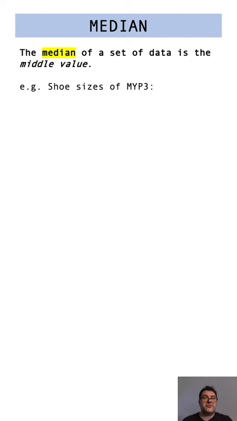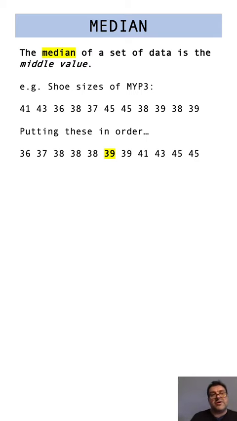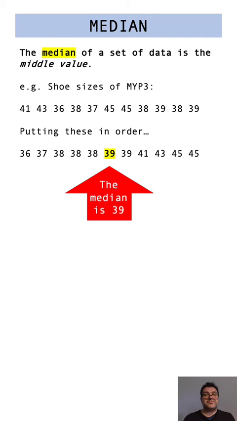So for example, the shoe sizes of the class that's called MYP3. There are the shoe sizes there. They're not in any particular order, so they're just random, but we're going to put these in order from the lowest to the highest. Then we're going to count from the ends into the middle to see where the middle is, and the middle is at 39. So if you put everybody in order, the person standing at the middle will have a shoe size of 39 on this particular occasion. The median is 39.